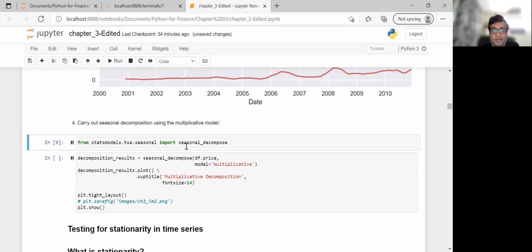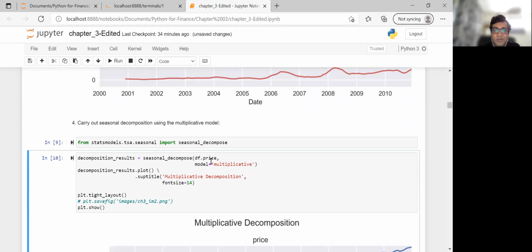And see, the good part here is that we've got everything at our disposal. There are some good people, those who have worked and come up with some kind of nice libraries, right? So we just have to import that, and just put our data, and then everything is kind of done by those people, right? So now if you see, what I'm doing here is I am decomposing my df dot price, which is my gold price in this case. I'm taking a multiplicative model. There's also an additive model.